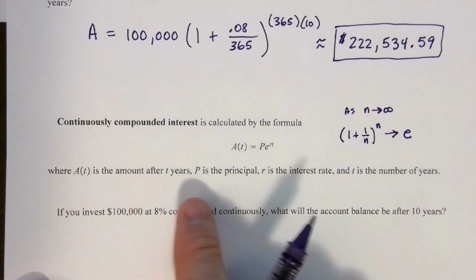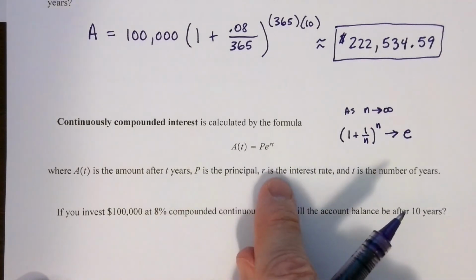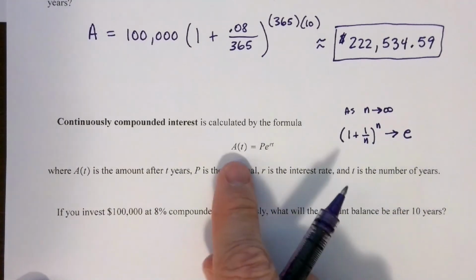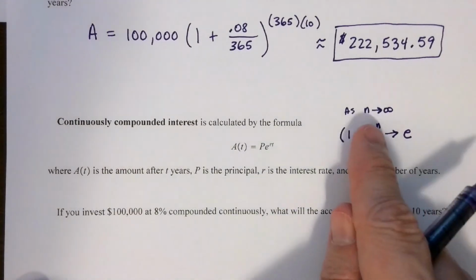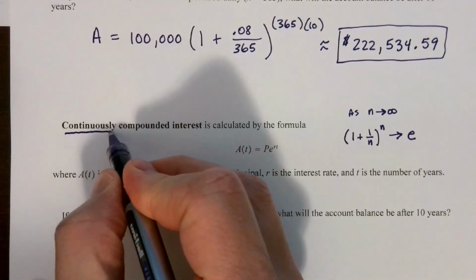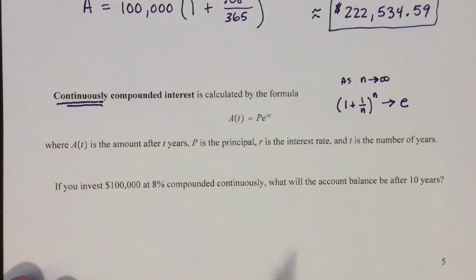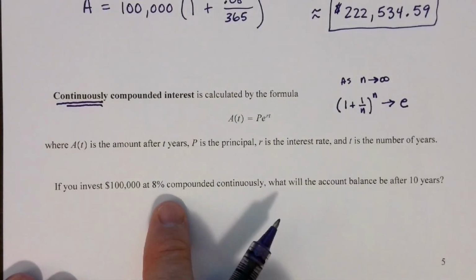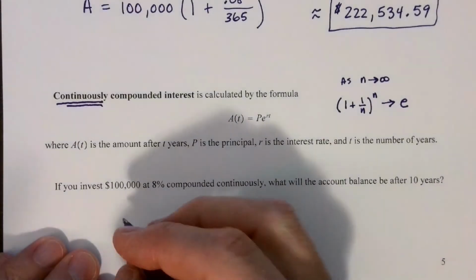So again, A is the account balance after t years, P is the principal, r is the interest rate. There's no compoundings here, right, because we've pushed n to infinity. So we say continuously compound is the way we do that. So what's the best we can do investing $100,000 at 8% compounded continuously? What will the account balance be after 10 years?